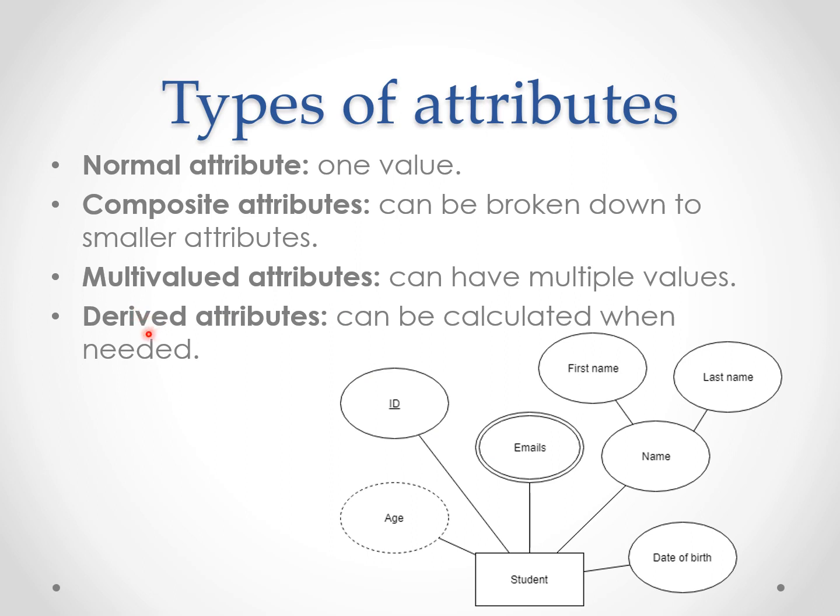The last type of attribute is the derived attribute, and from its name, this attribute does not really exist in the database. However, we can calculate it whenever we need it. Think about which one of these attributes or columns inside the database I can get even if I don't have it inside the table or the database.